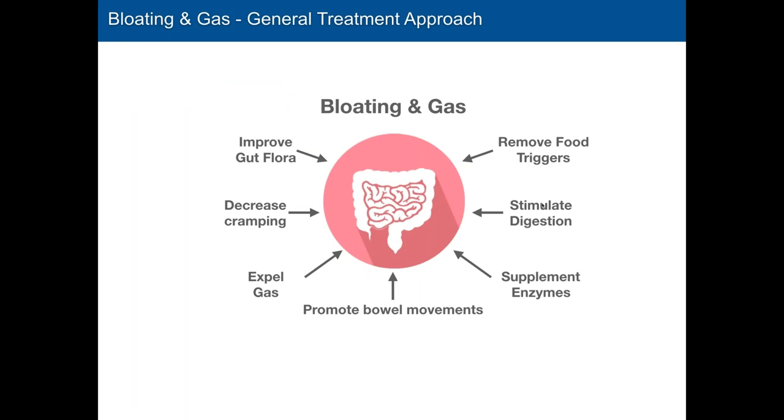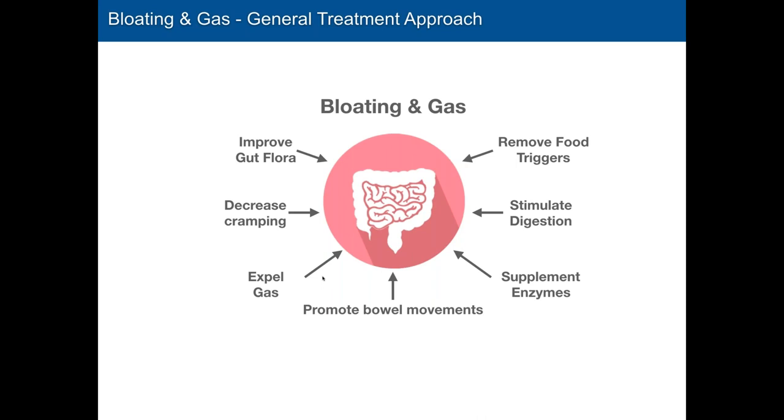So again, remove food triggers, promote digestion. You might want to supplement with an enzyme. Alpha-galactosidase is the enzyme in the supplement called Beano that people take if they're eating beans, like kidney beans, because it helps to break down the fiber that makes people gassy. Again, you might want to promote bowel movement. If it's only bloating and gas, it may just be, like I said, that they're not fully evacuating the bowels on a daily basis. So taking some magnesium or some fiber might help them.